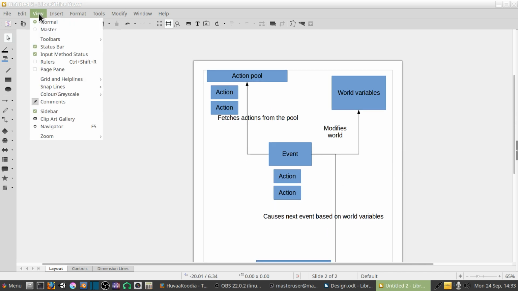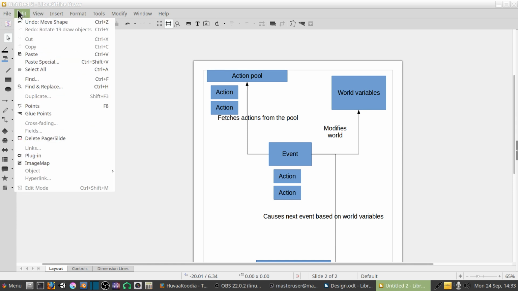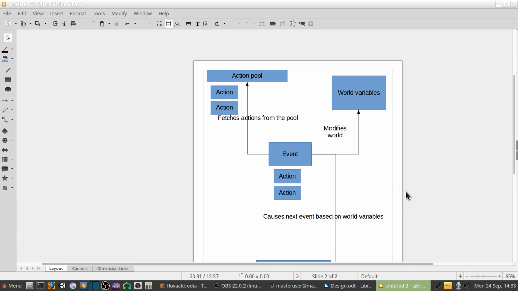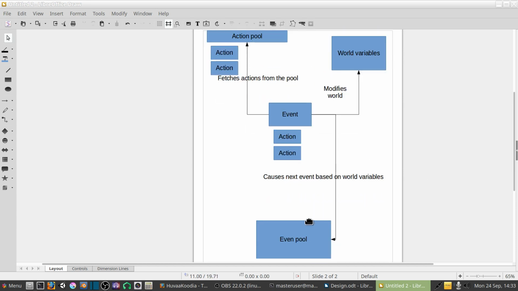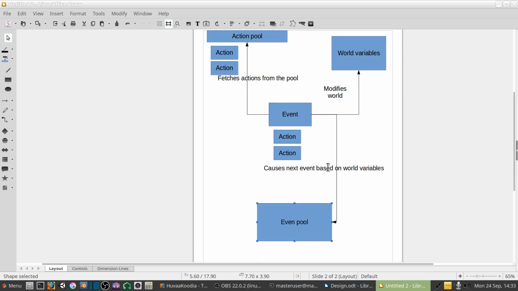There's no full screen. There's no full screen. So that's about it. That is annoying.